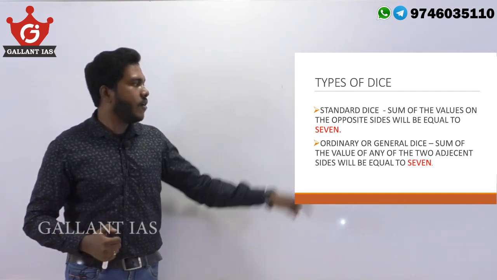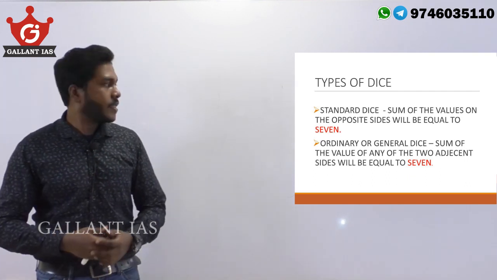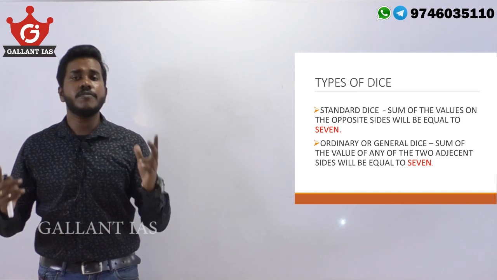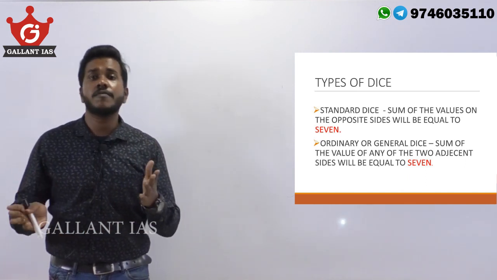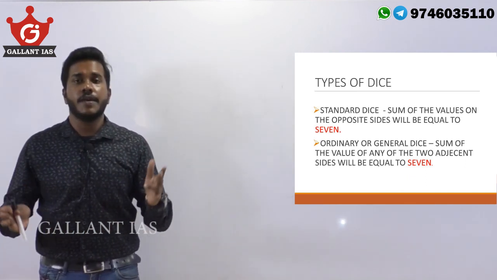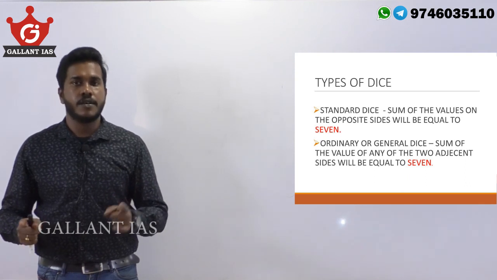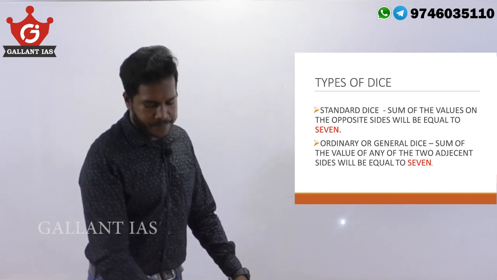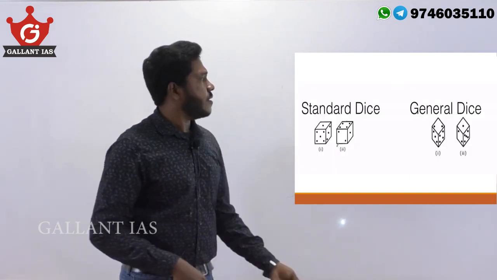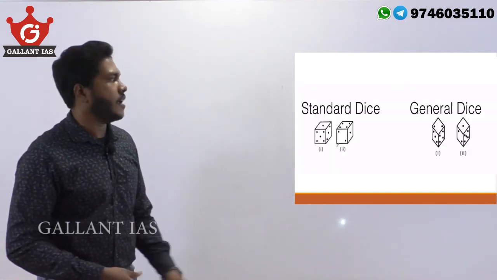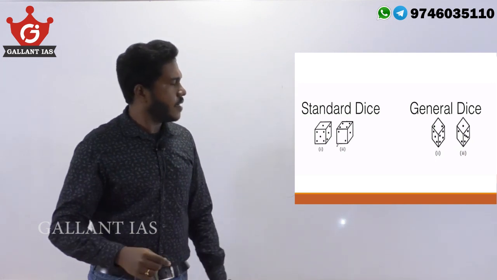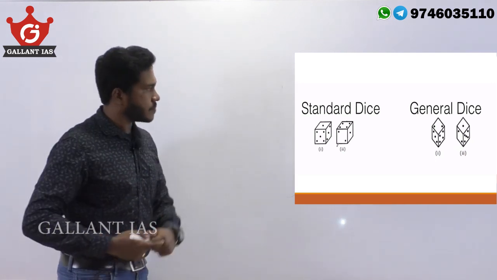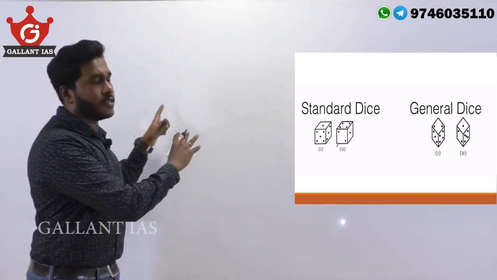And consider the ordinary dice next. In an ordinary dice, the sum of any two adjacent sides will be equal to 7. That's what an ordinary dice means. I will show you an example. This is an example for standard dice, and on the left side you can see the example for general dice. Now I will redraw the two pictures here.